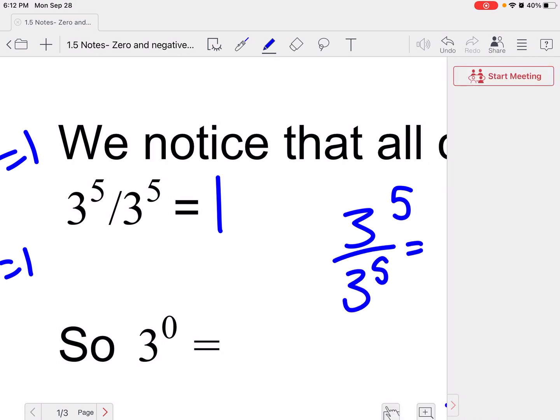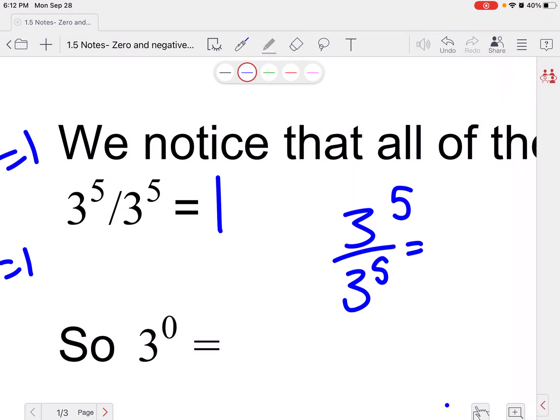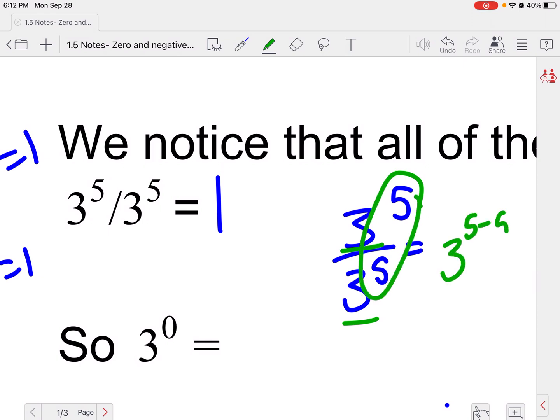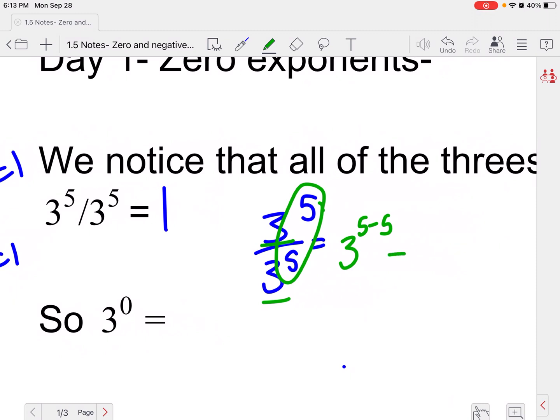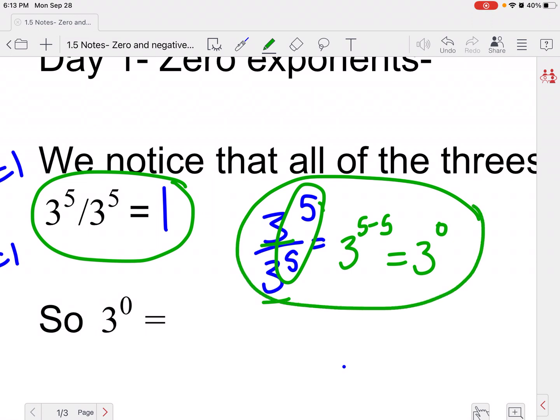So earlier in this chapter, we did the quotient rule, and that said when we had the same base, which we do, 3 and 3, we subtracted our exponents. So this would be 3 to the 5 minus 5. Now we know that 5 minus 5 is 0, right? So in order for 3 to the 5th over 3 to the 5th to equal 1, and for it to equal 3 to the 0, 3 to the 5th over 3 to the 5th must equal 1, and so must 3 to the 0.